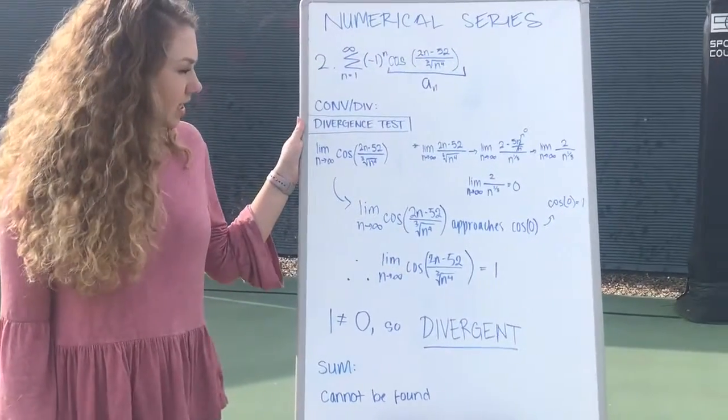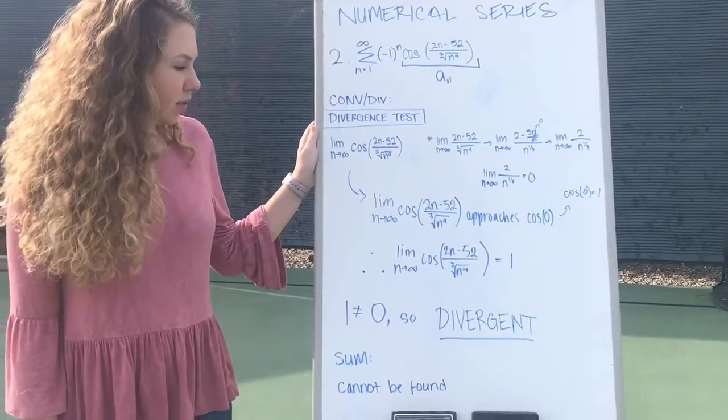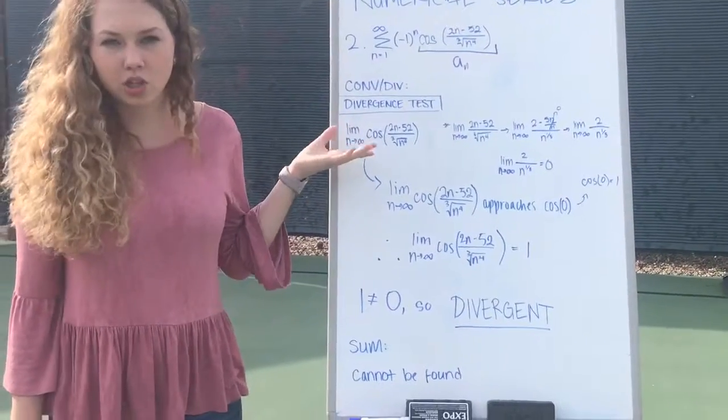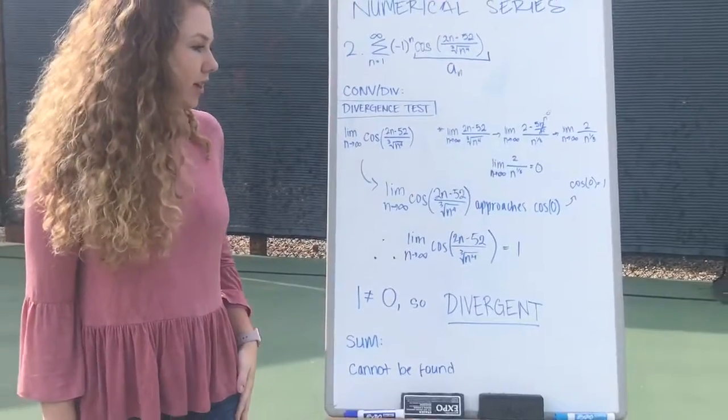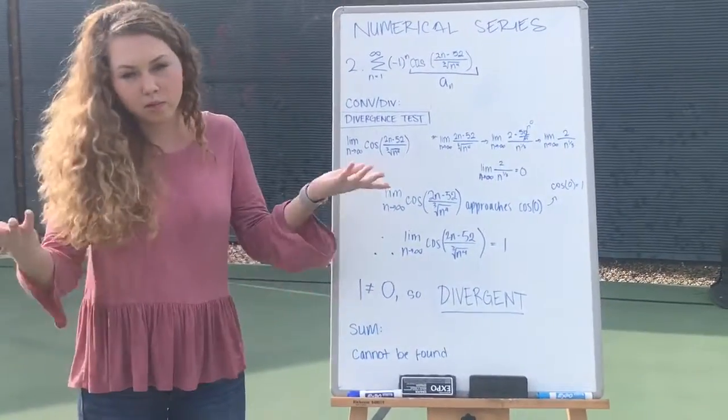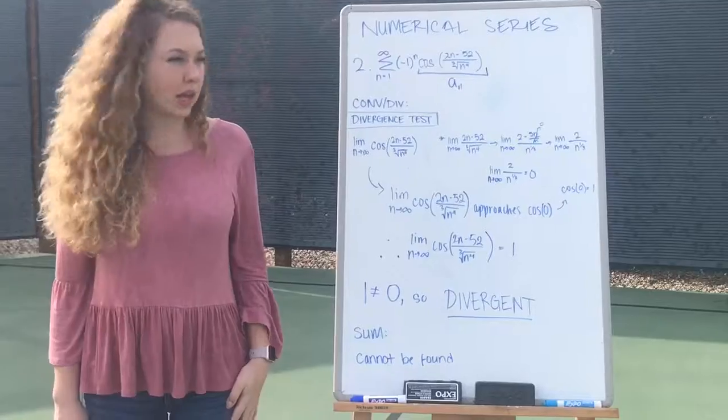So the divergence test is kind of a go-to because taking the limit of any function is usually fairly easy, and if it does not equal 0, then you have your solution already. You don't really need to prove anything else.